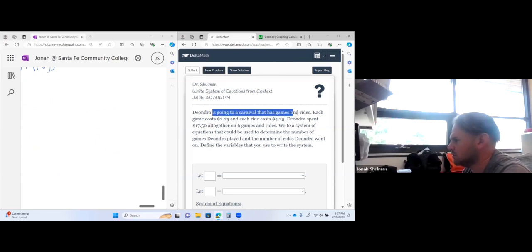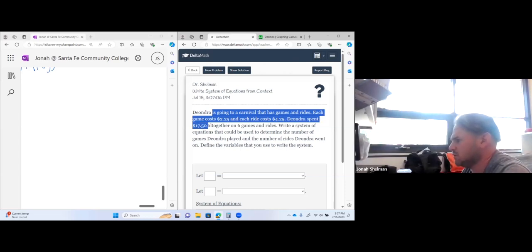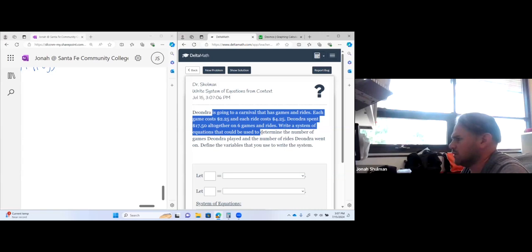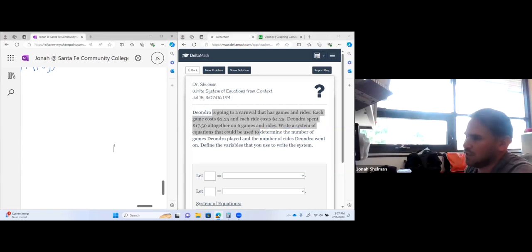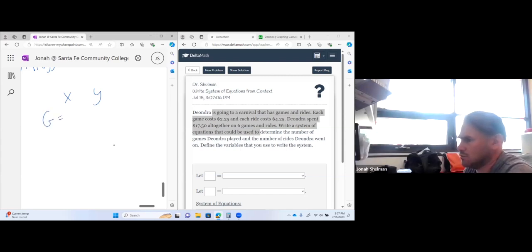Deandra is going to a carnival that has games and rides. Each game costs $2.25. Each ride costs $4.25. Deandra spent $17.50 together on 6 games and rides. Write a system of equations. Okay, so they keep not liking X and Y, but we'll do just G for games. We'll do G as the number of games. So it'll look exactly like theirs. And we're going to do R for the number of rides.